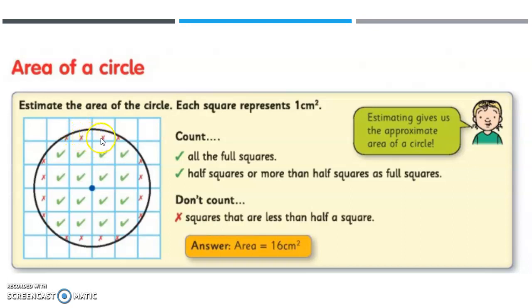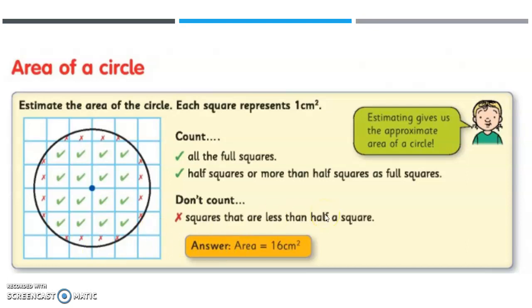And we won't count any of these here because they're less than half a square. And we won't count these ones here because again they're less than half. But if more than half of the square is in the circle, we'll count that square. So you can see here, if we count them all, we have 16 squares altogether. And it's also really important to remember that because we're talking about the area of the circle, we have to have our answer in centimetres squared.